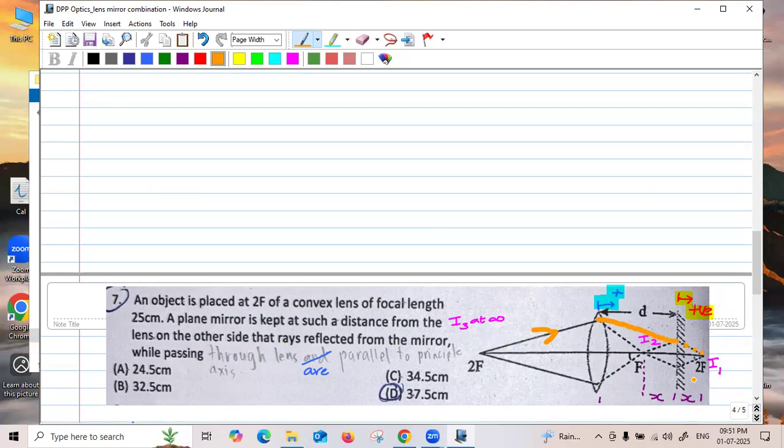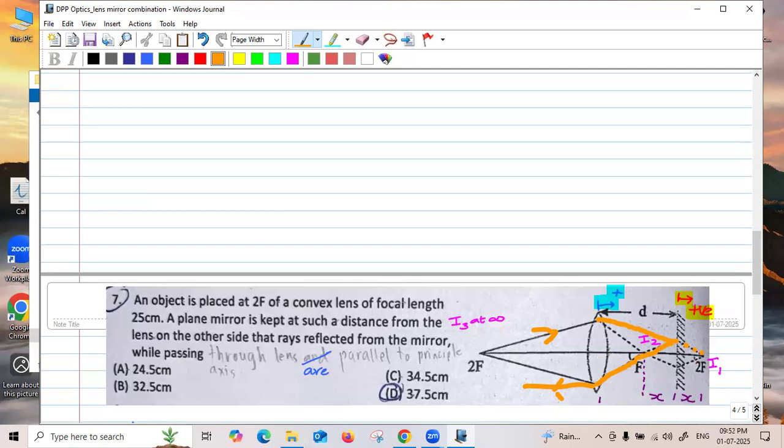Suppose this plane mirror was not there, the light would go and form an image at I1. But since this plane mirror is blocking it, the ray going here will get reflected and come to this focal point, because after it gets refracted for the second time, the ray is coming out parallel. That is the condition. So since this ray is parallel to this one, the image formed by this plane mirror should be at the focal point of this lens.